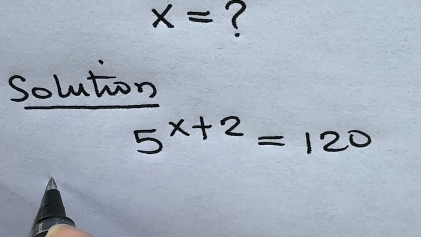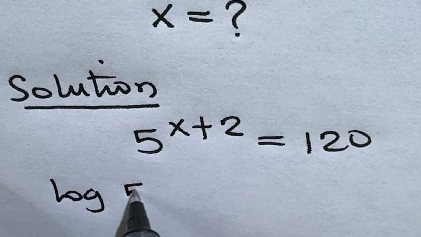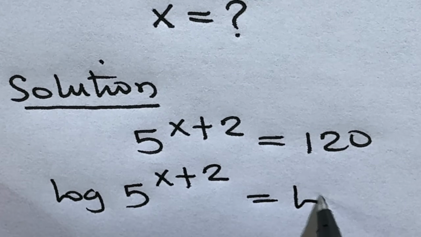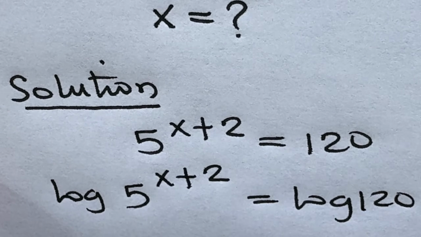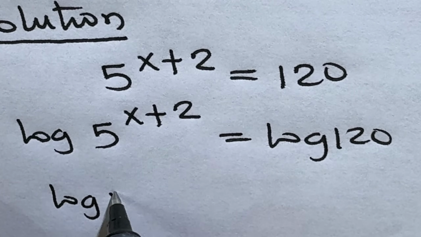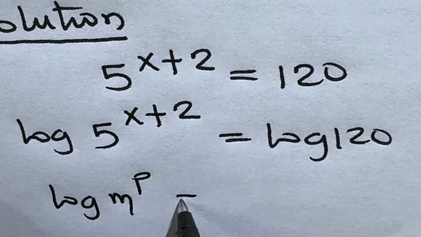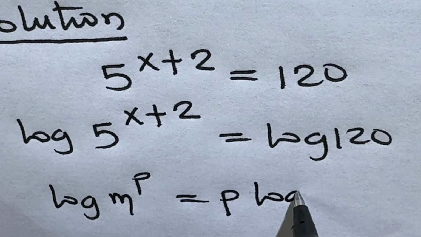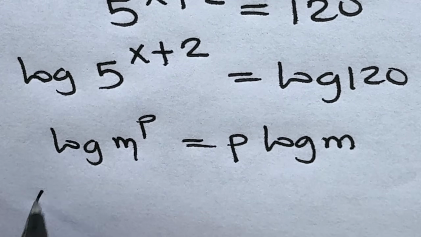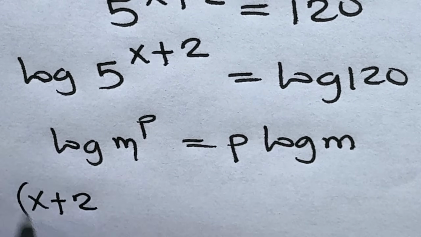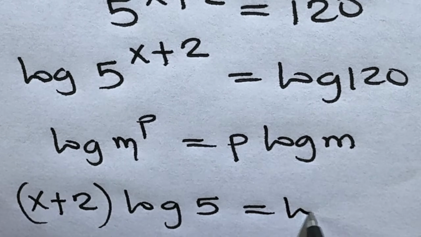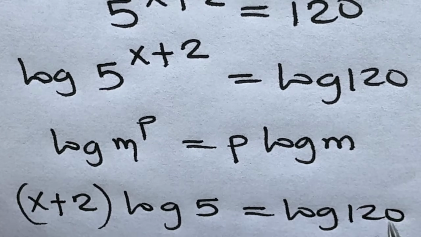I'm going to take the logarithm of both sides of this equation. Log 5 raised to power x plus 2 will give us log 120. Then we apply this law of logarithm. Log m raised to power p is equal to p log m. Then we have x plus 2 times log 5 is equal to log 120.